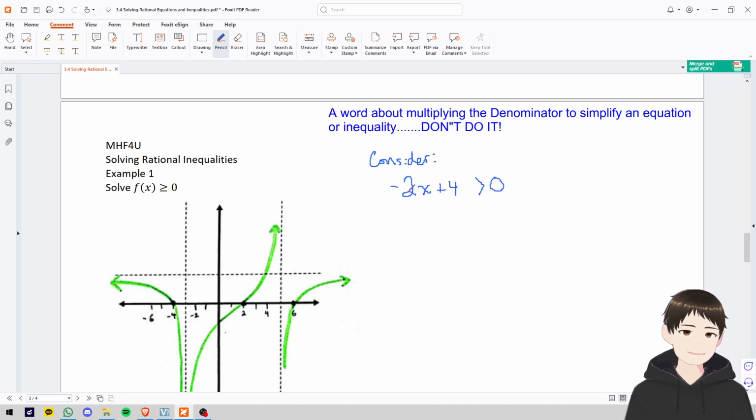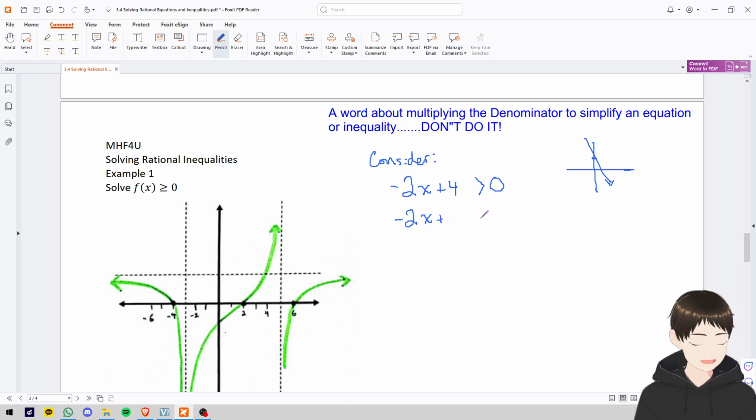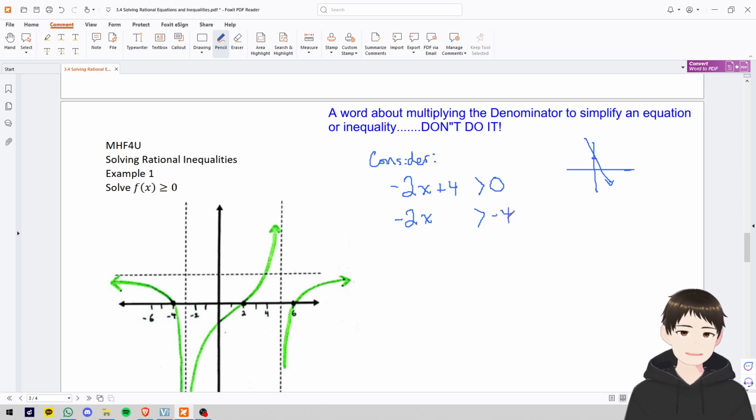That's just a linear function. If I had to graph it out, it would look something like that. Let's see what the x is supposed to be. If I have negative 2x plus 4, I'm going to subtract 4 from both sides, and then divide both sides by negative 2. So that becomes 2. When x is greater than 2, this line is greater than 0. Wait, what? When x is greater than 2, the y value is less than 0, right? It's not greater than 0.